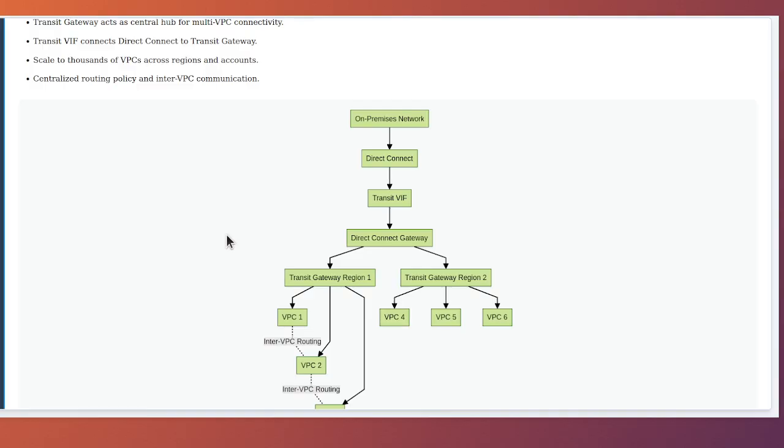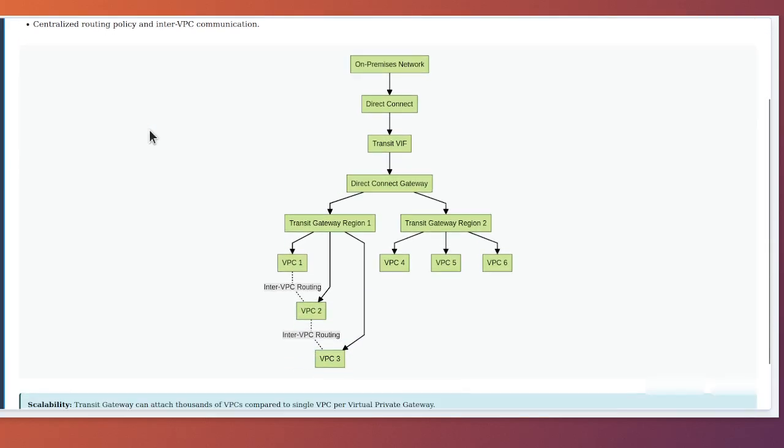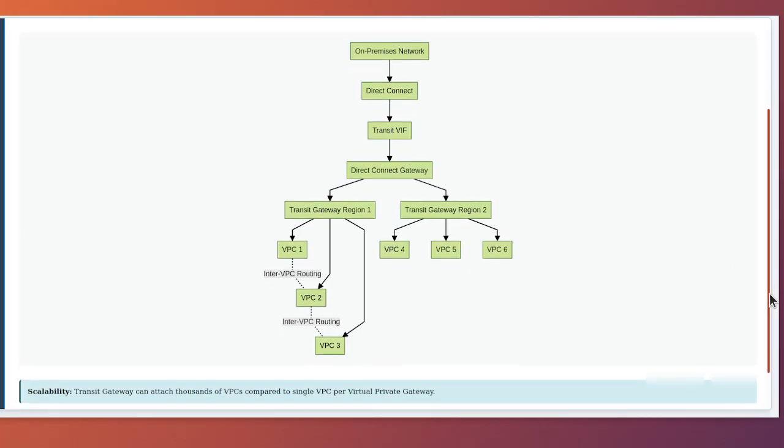Transit Gateway is a regional service that acts as a network hub, allowing you to connect multiple VPCs, VPN connections, and Direct Connect connections together. Instead of creating a mesh of VPC peering connections or using multiple virtual private gateways, you attach all your VPCs to a transit gateway, and the transit gateway handles routing between them.